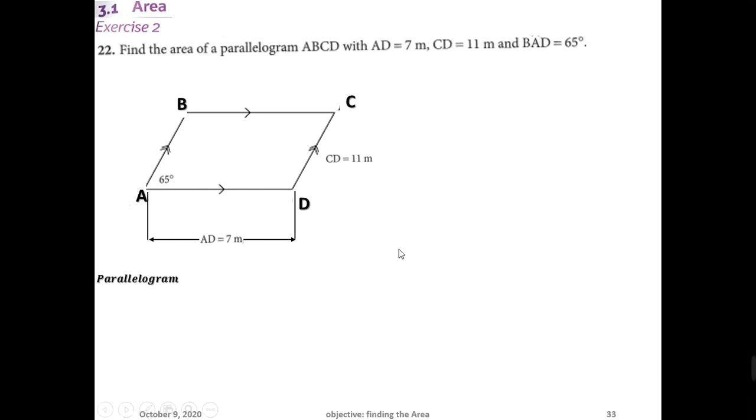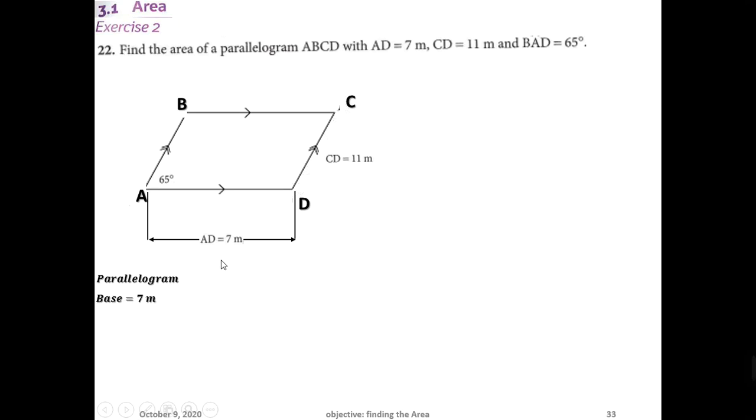In a parallelogram, in order for us to calculate the area, we must know the base and the vertical distance or the vertical height between the two sides. So if this is your base, then we need to find the vertical distance between the two parallel sides. Not the slant height, this is a slant height. We need the perpendicular.